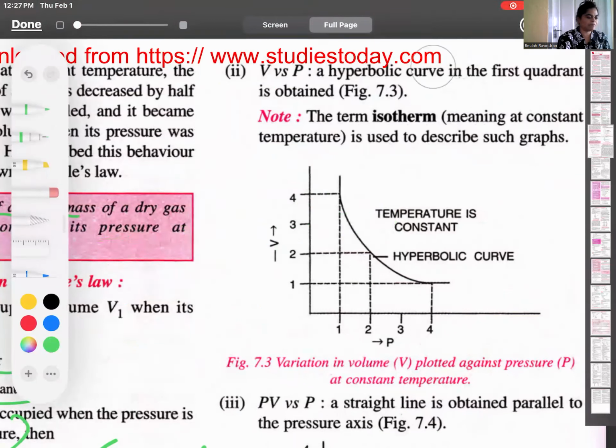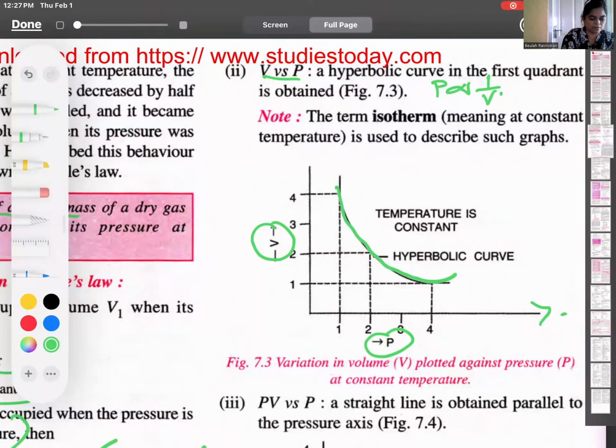If you directly combine P and V, you come to know P is inversely proportional to V. So if you take volume on the y-axis and pressure alone on the x-axis, you get a hyperbolic curve. For example, this is a hyperbolic curve. Here temperature is constant, always an isotherm. That means the same temperature is maintained.